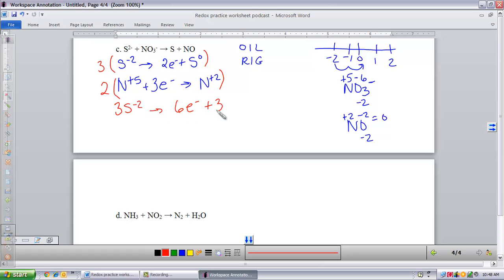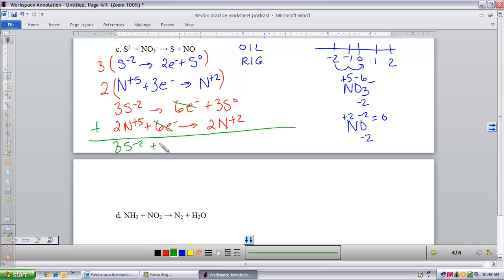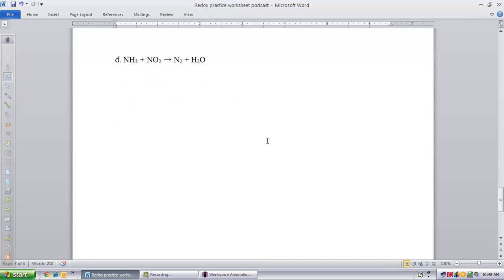So now I have 3 sulfur minus 2s, making 6 electrons and 3 sulfur zeros, and 2 nitrogen 5s plus 6 electrons, making 2 nitrogen 2s. To find my total reaction, I've got 6 electrons on the right and 6 on the left, so I can finish with this: 3 S2s plus 2 N5s. And there is my answer. Okay, we'll do one more.